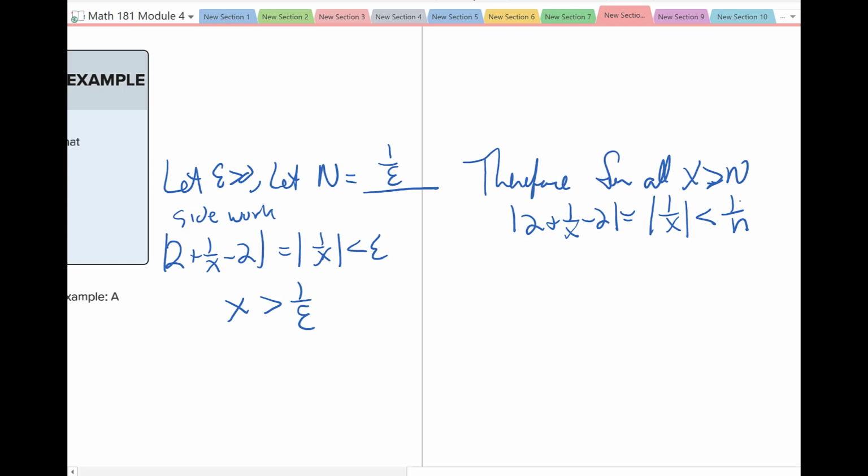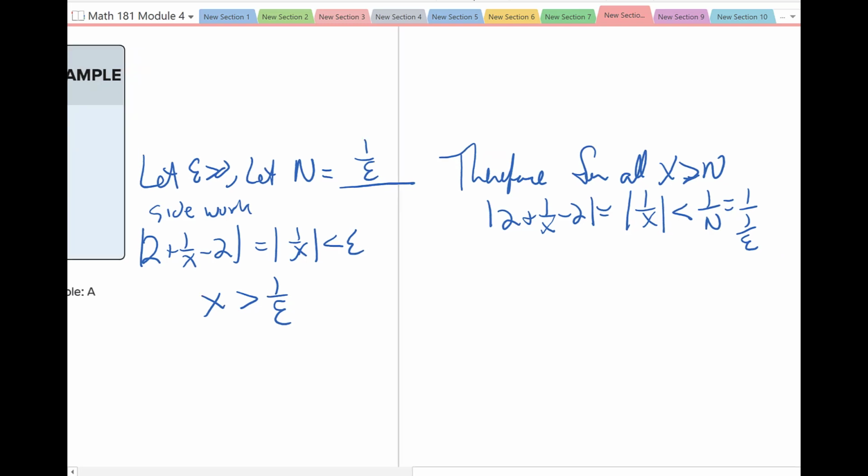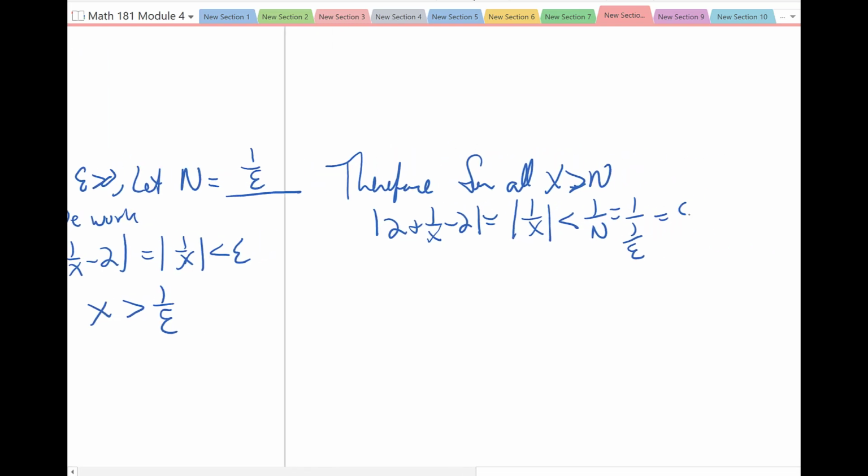And let me stress this here. If x is bigger than n, then 1 over x is less than 1 over n. So think about this. 100 is more than 50. 1 over 100 is less than 1 over 50. And so 1 over x is less than 1 over n, which becomes our 1 over epsilon, which is epsilon. And that's the path we're trying to follow with this.